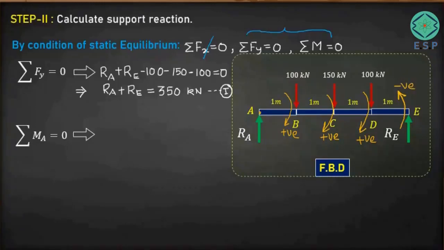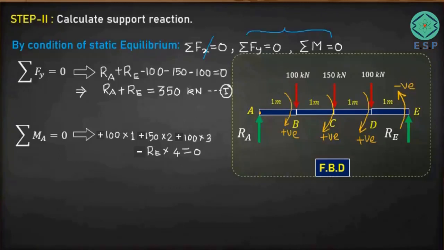So we'll write that down. 100 into 1 meter: 100 kilonewton is the force, and its distance from point A is 1 meter. Again, the moment caused by 150 will be 150 into its distance from point A, which is 2 meters. The moment caused by this 100 kilonewton will be 100 into its distance from point A, which is 3. So 100 into 3. So we got the moments from all these three forces. Now the moment caused by RE will be RE into its distance from point A, which is 4. RE into 4, and that is going to be 0.